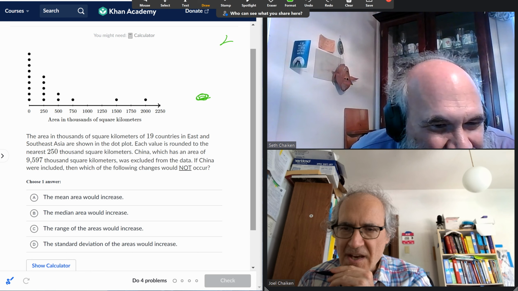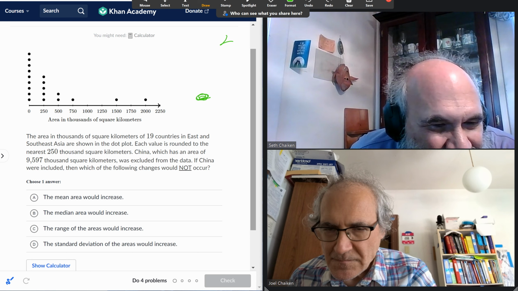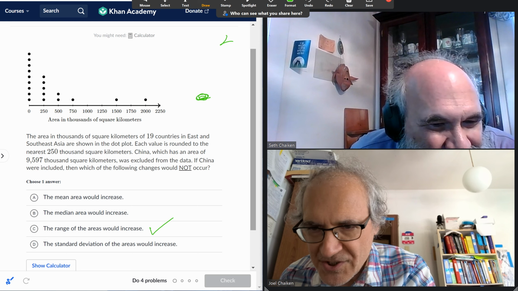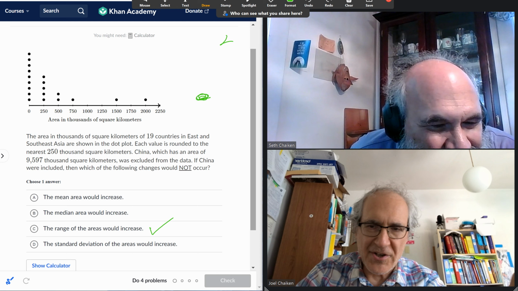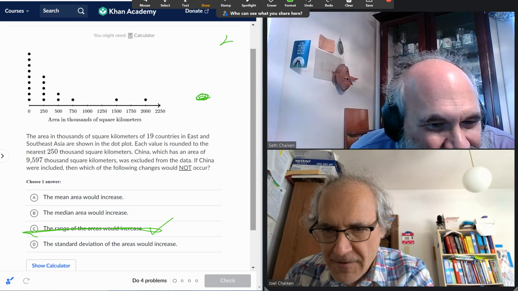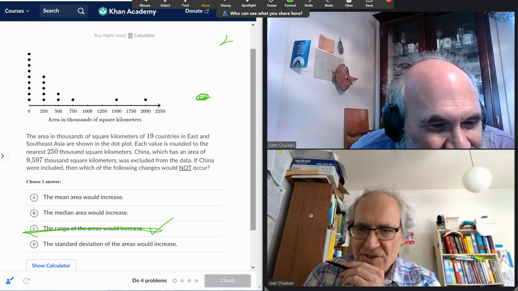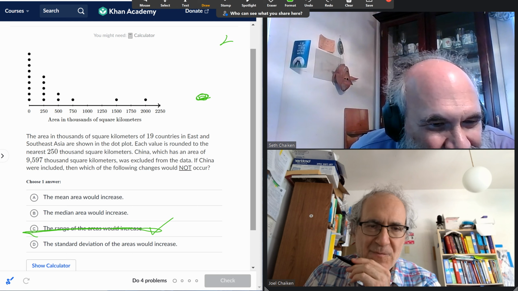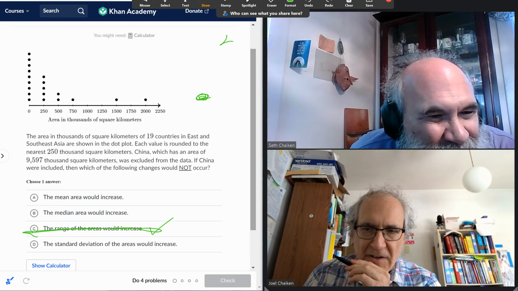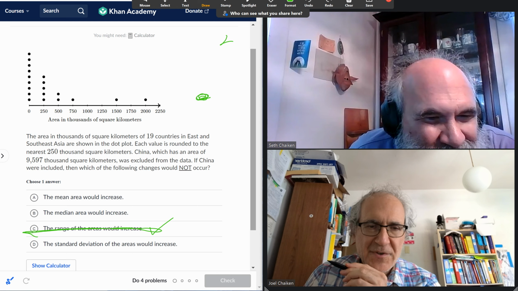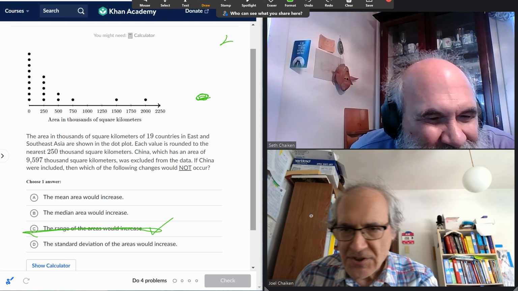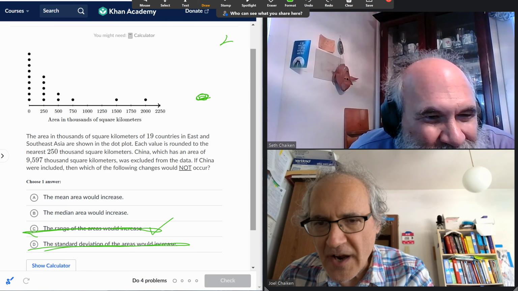The range of the areas, well, of course, would increase because the range is the difference between the smallest and the largest. No, this would occur. The standard deviation, probably the standard deviation would change. Let's see. Yeah. So the standard deviation probably would change, wouldn't it? Yeah. So we could talk about why later.